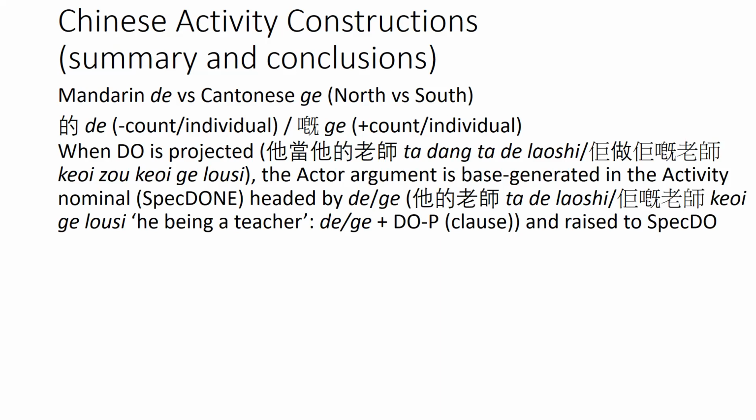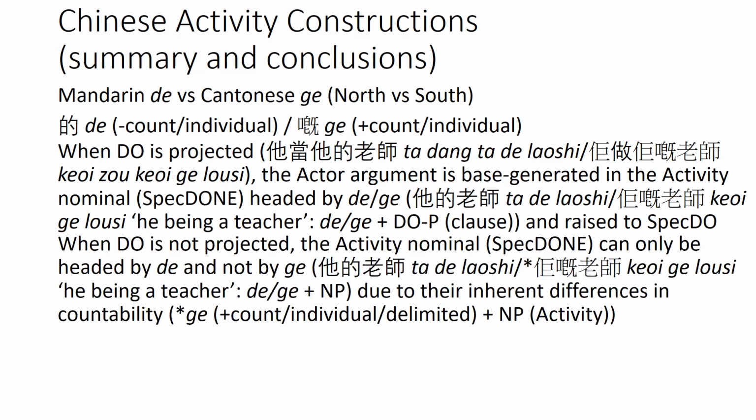So if we project a do in the main clause and select an actor argument, the activity nominal phrase downstairs needs to have an actor argument as well, because it needs to base generate an actor argument to be raised to the specifier of do, in which case the activity nominal consists of the or G selecting a clause, minimally a do be. If we don't have do in the main clause, and we only have the activity nominal being merged in the specifier of do, here only the is possible, because G cannot select abstract nominals like activity due to its count, individual and delimited properties.